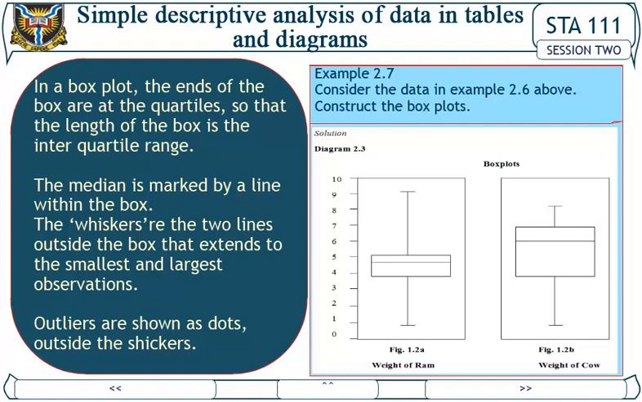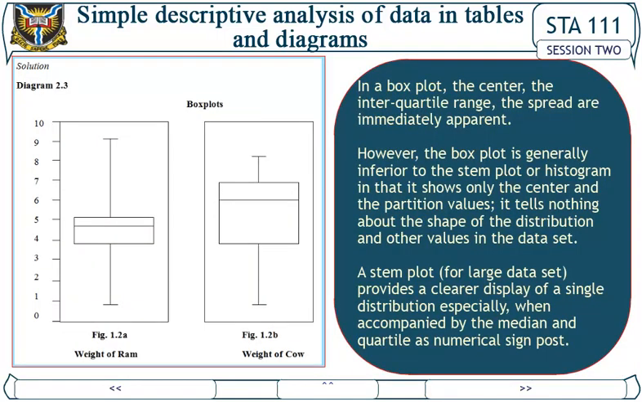Example 2.7. Consider the data in example 2.6 above. Construct the box plots. Solution. Diagram 2.3. Box plots. Figure 1.2a, weight of ram. Figure 1.2b, weight of cow. In the box plot, the center, the interquartile range, and the spread are immediately apparent.